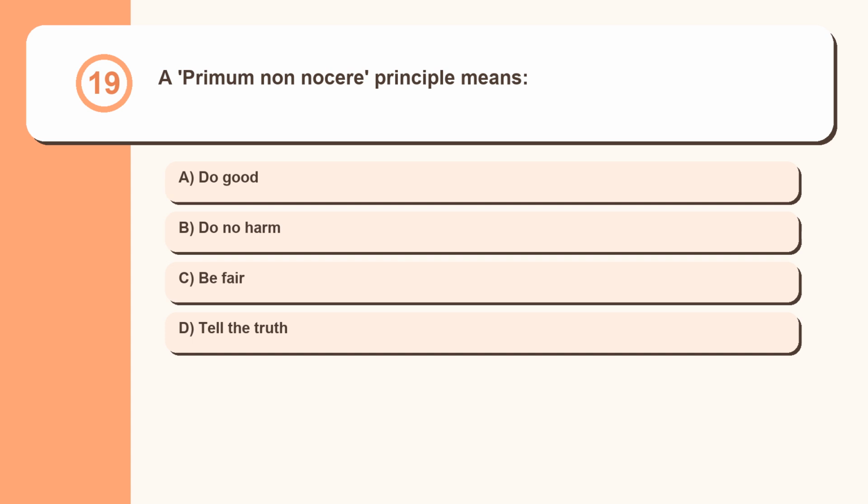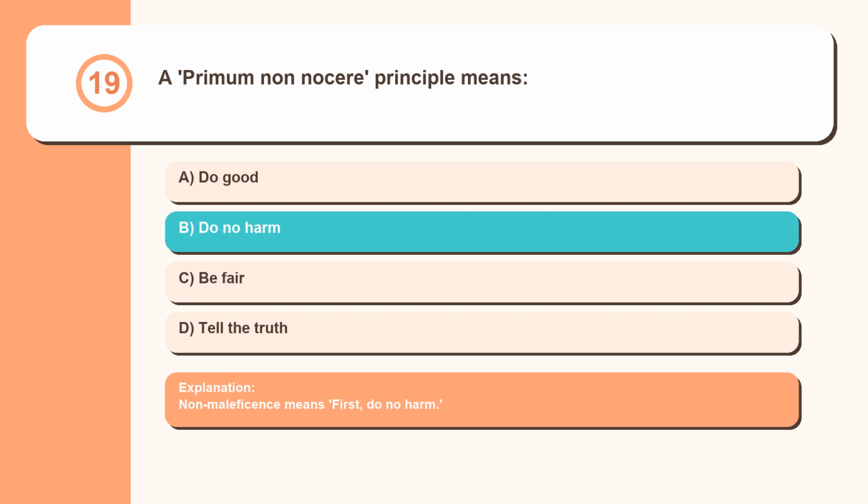Question 19. The principle of primum non nocere means: do good, do no harm, be fair, tell the truth. Non-maleficence means first, do no harm.